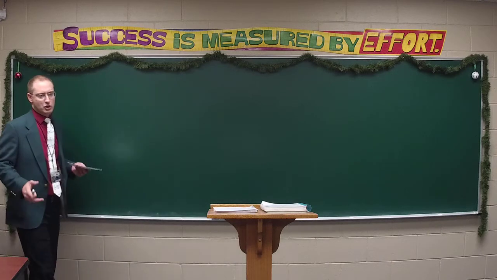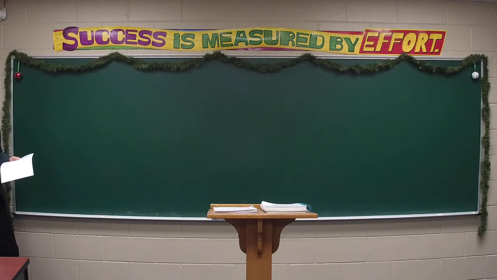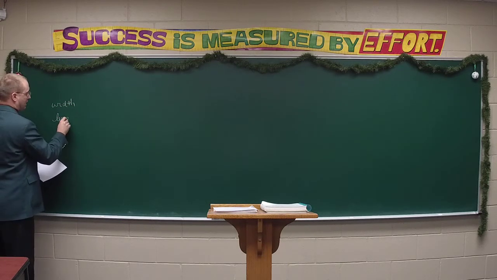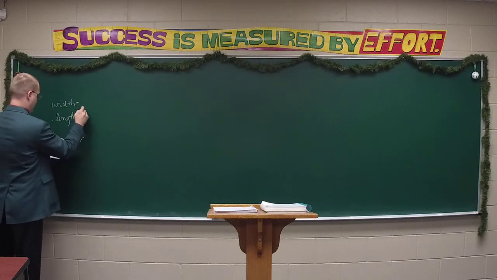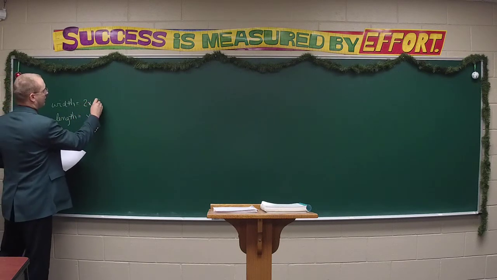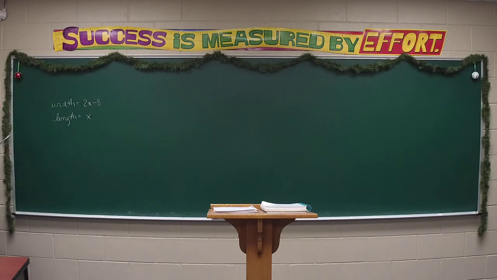When it says find the dimensions, what two things are we looking for here, Kendall? Width and length. Good. And which one did you choose to be x? The length. And how did you represent the width? 2x minus 8. Good.